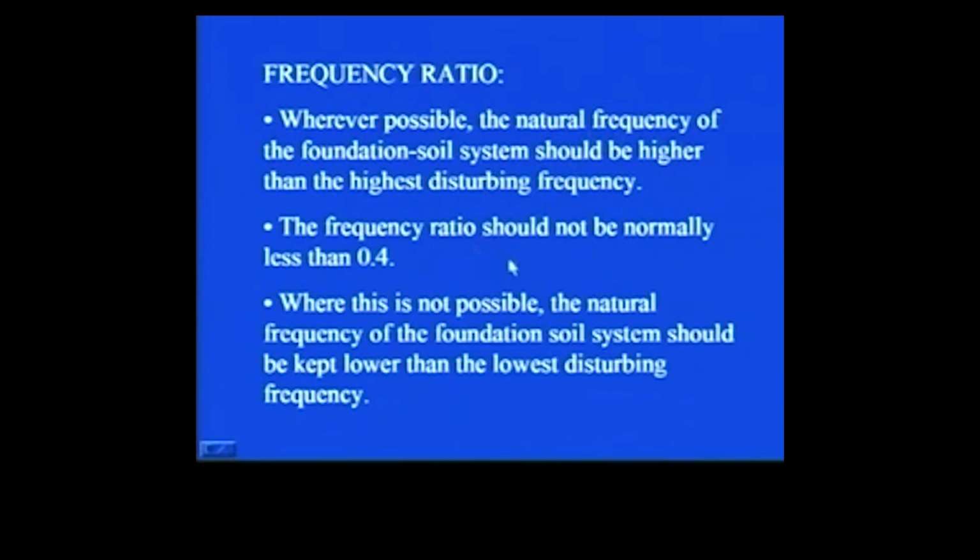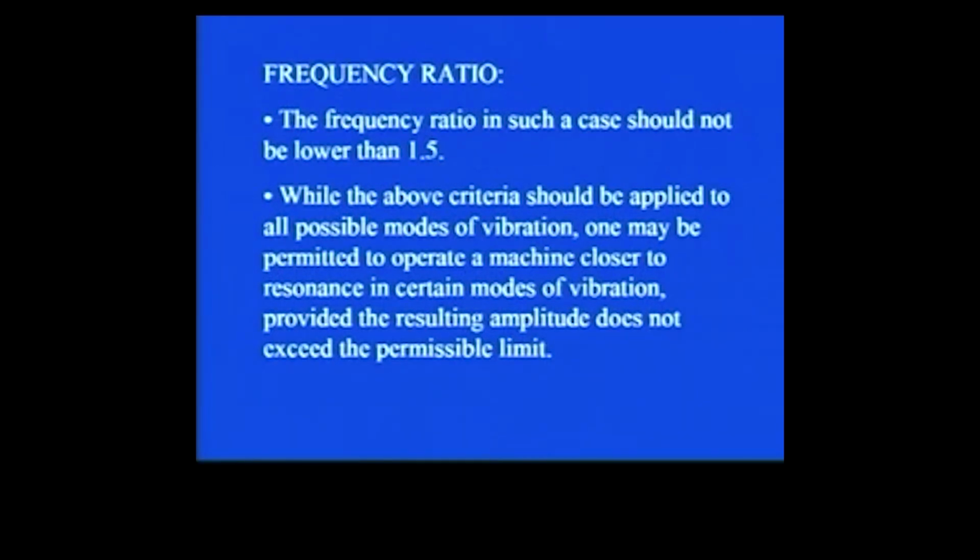The frequency ratio should not normally be less than 0.4. Where this is not possible, the natural frequency of the foundation soil system should be kept lower than the lowest disturbing frequency. So, it should be either higher than the highest possible disturbing frequency, or lower than the lowest possible disturbing frequency. So, these two things we must keep in mind. The frequency ratio in such a case should be lower than 1.5.